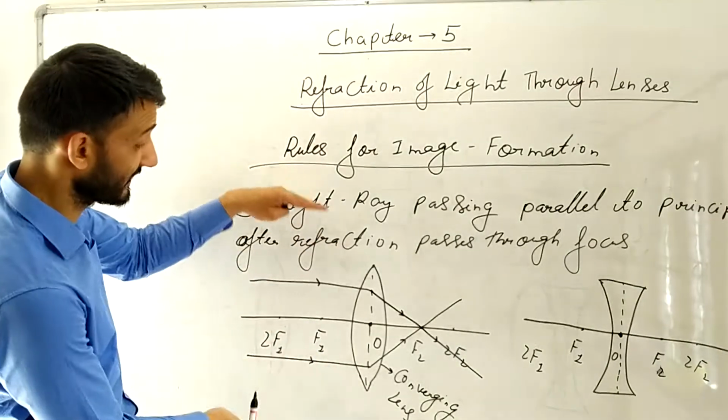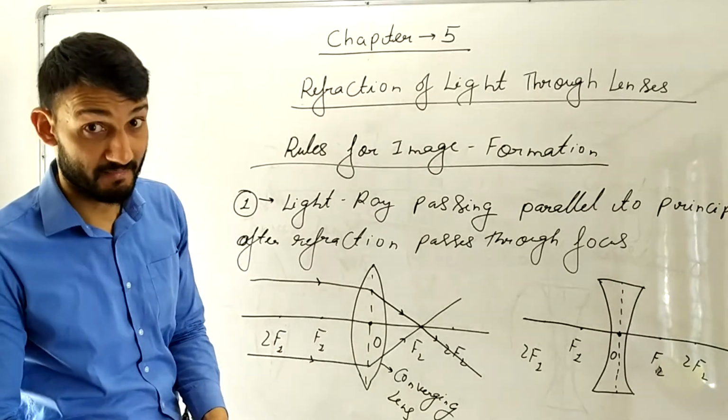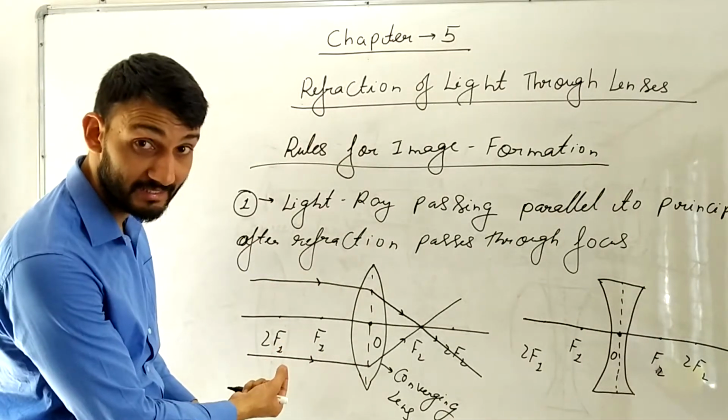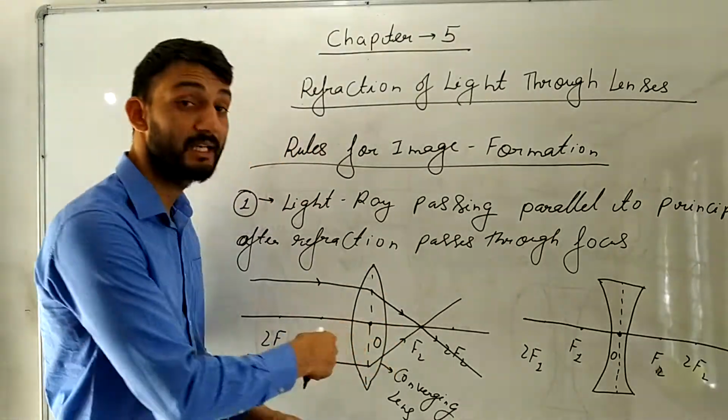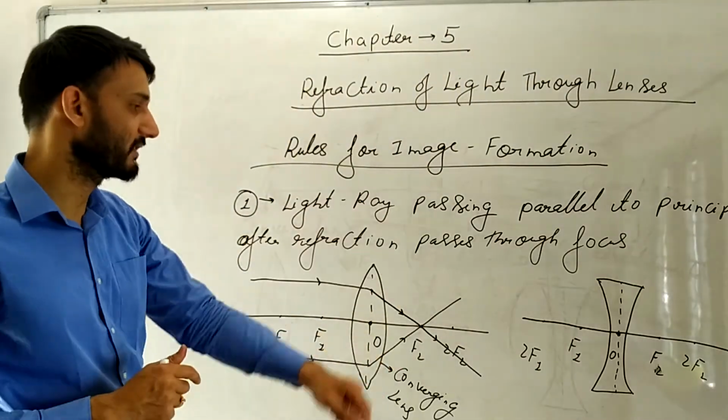So if light ray is coming in a scattered manner, it will converge it at a point. Depending on how the light ray is coming, it will converge it at a particular point. If it is coming parallel to principal axis, it will converge it at focus. If not, then maybe at some other point, but it will converge the light ray. So this is converging lens.